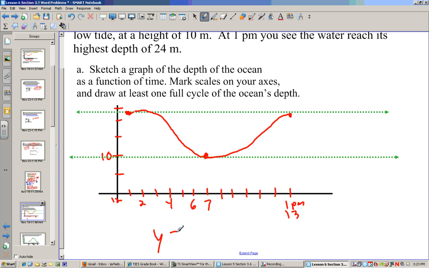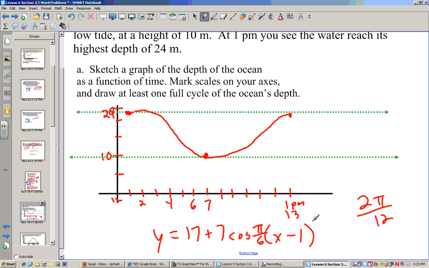Let's try to find the equation. Y equals the middle of 10 and 24. Well, we add them together, divide by 2. 10 plus 24 is 34, divide by 2. That's 17. We go up and down 7 for our amplitude. Cosine of, well, we move to the right one, so that's x minus 1. Now we need to figure out what our dilation factor is. It does a full cycle between 1 a.m. and 13 or 1 p.m. So that's 12. So 2 pi over 12 is just pi over 6.